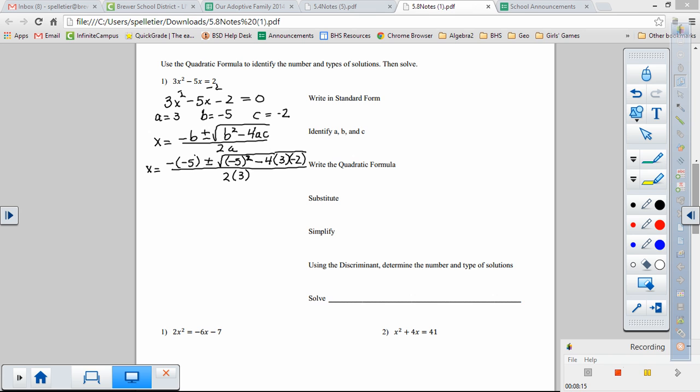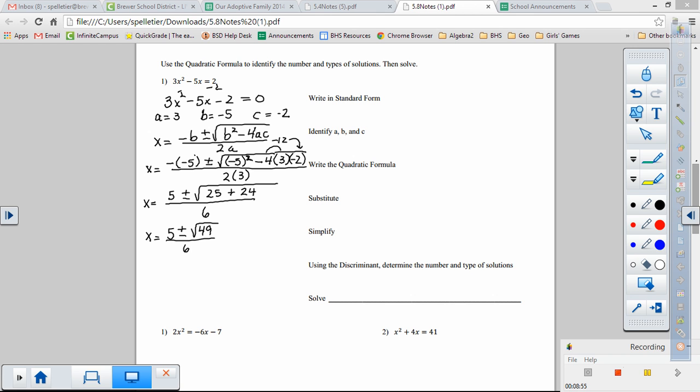And now it's just a matter of simplifying. x equals the opposite of negative 5, which is 5, plus or minus the square root of negative 5 times negative 5, which is positive 25. And then I have negative 4 times 3, that's negative 12. And then negative 12 times negative 2 gives me positive 24. All over 6. Let's combine together what's under our radical. x equals 5 plus or minus the square root of 49, all over 6.